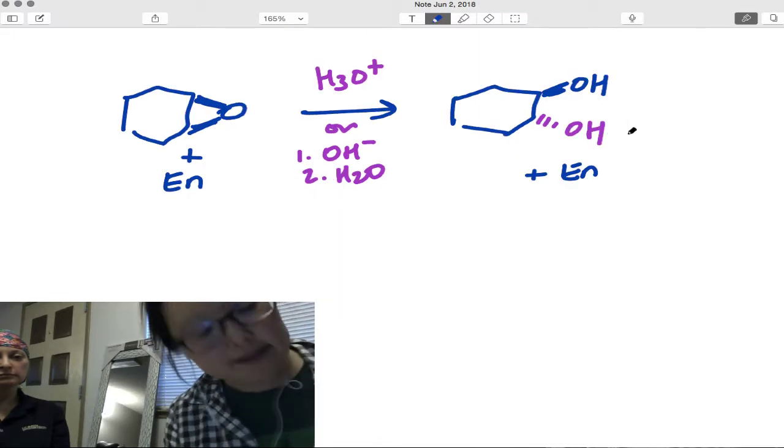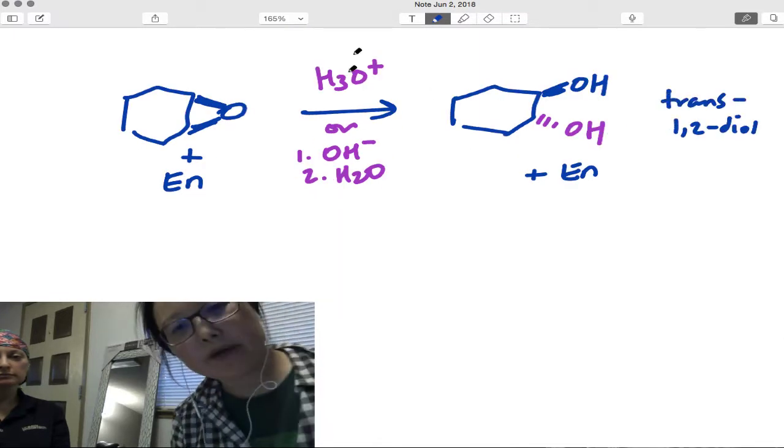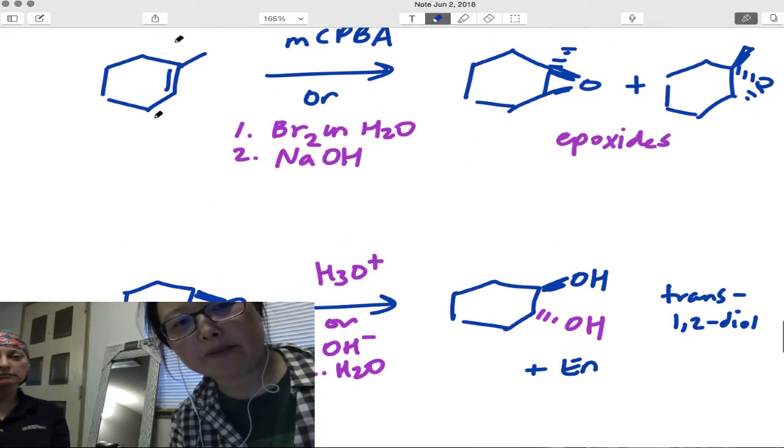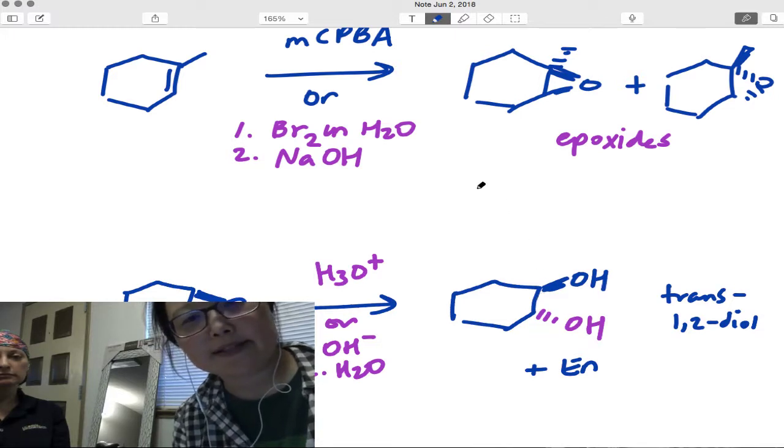So if you want the trans diol, you want to go through the epoxide. So sometimes you may have to start with the alkene and make the epoxide and then open it up as a second step. So just consider that.